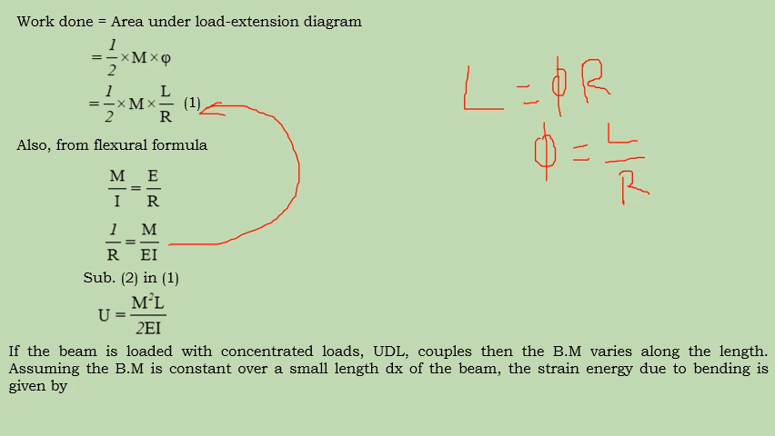If the beam is loaded with concentrated load, UDL or couples, then the bending moment varies along the length. So assuming the bending moment is constant across a small length dx of the beam, the strain energy due to bending is given by U is equal to integration from 0 to L of M square into dx divided by 2 into EI.